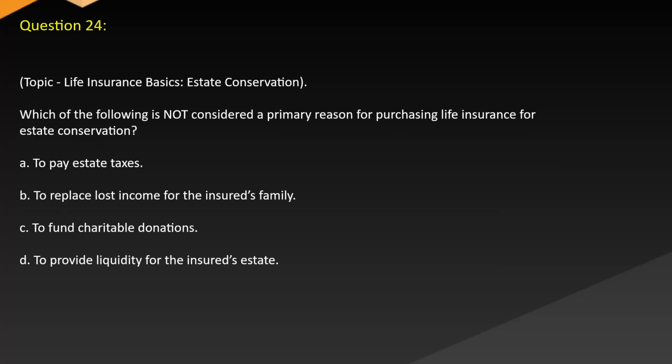Question 24. Topic: Life insurance basics. Estate conservation. Which of the following is not considered a primary reason for purchasing life insurance for estate conservation? A. To pay estate taxes. B. To replace lost income for the insured's family. C. To fund charitable donations. D. To provide liquidity for the insured's estate.